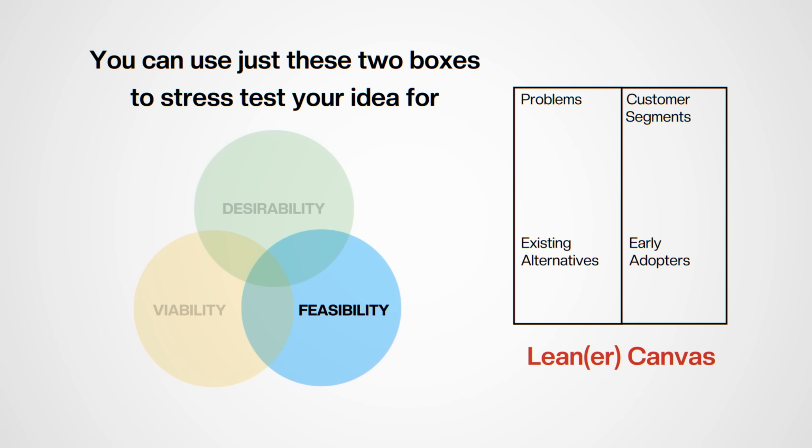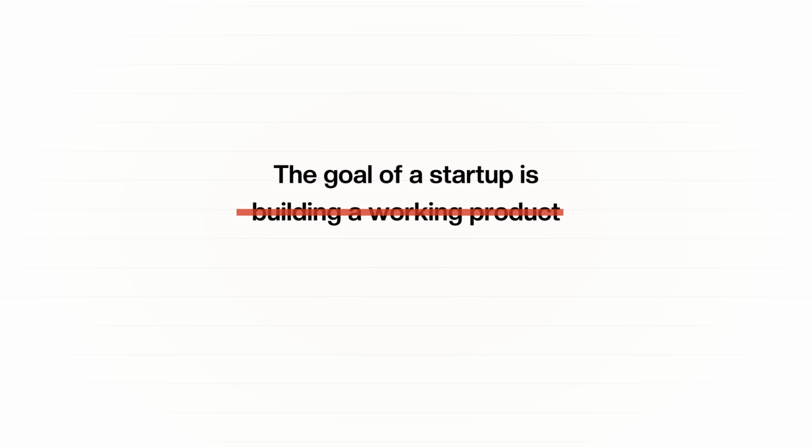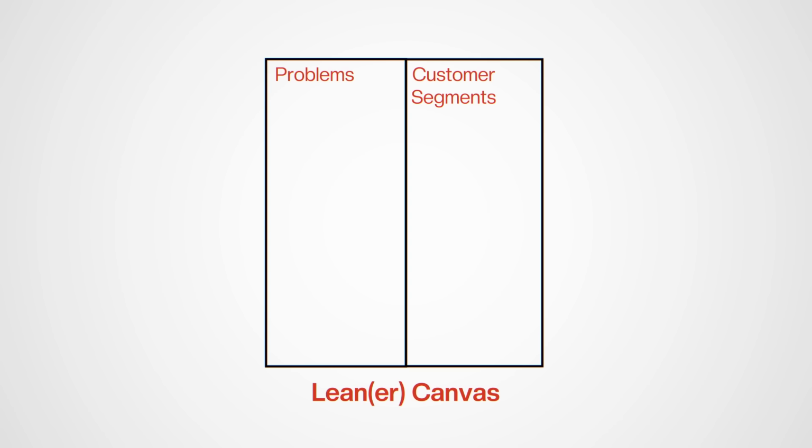Now on to the final stress test, the feasibility of your solution. Many founders obsess over feasibility too early in the process, but remember that the goal of a startup isn't building a working product, but rather a working business model. The beauty of starting with the customer problem quadrant on a lean canvas is that you don't need to worry about complex technical questions until you have first validated that you are addressing a real problem for real customers.